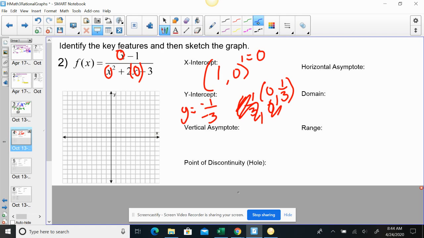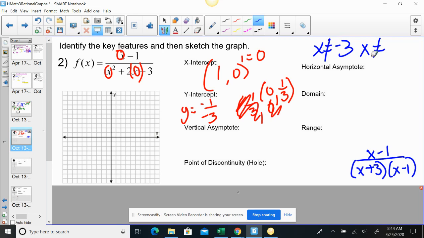Vertical asymptote means you absolutely have to factor. So nothing to factor in the top. Multiply to be negative 3, add to be positive 2, would be plus 3, negative 1. All right, so x cannot equal negative 3. x cannot equal 1. These values would make it undefined because I would divide by 0. So x equals negative 3 is not common, so I have a vertical asymptote at x equals negative 3. Go to negative 3. There's my electric fence or my asymptote.